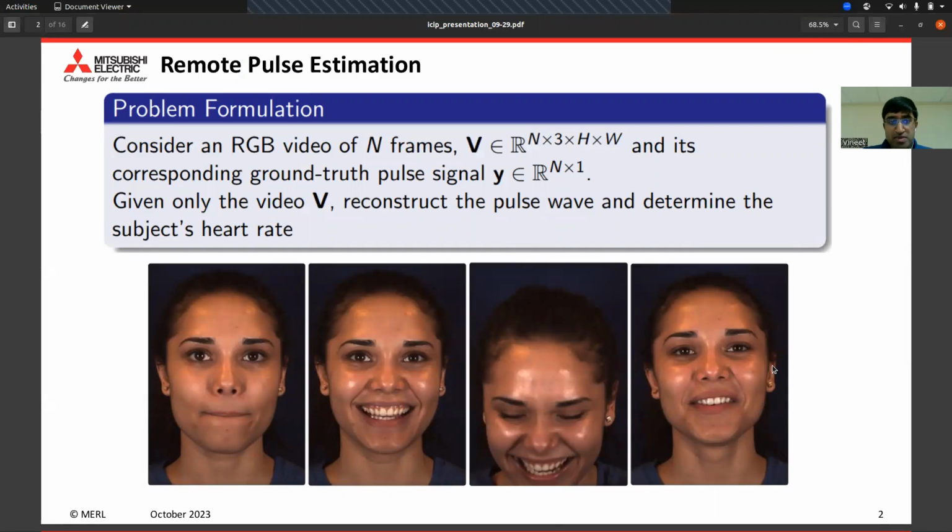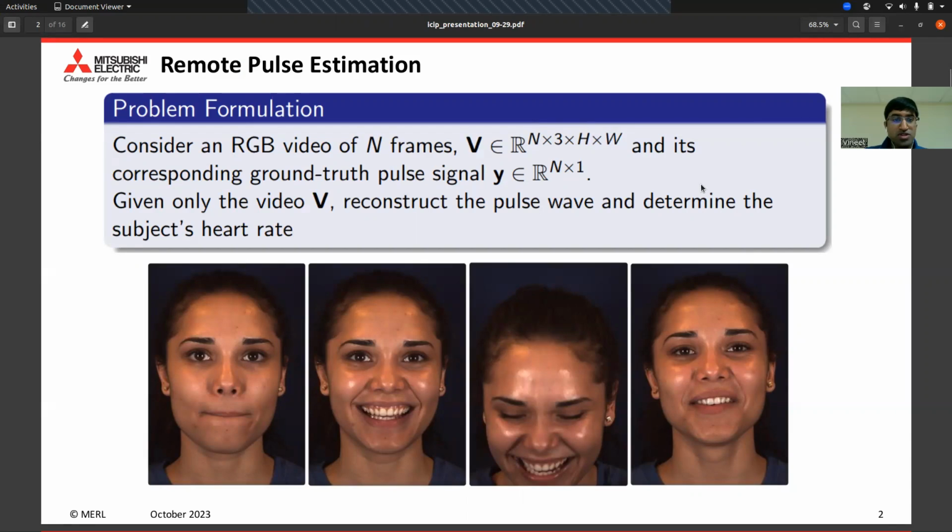We define the problem as such. Consider an RGB video v of n frames and its corresponding ground truth pulse signal y. Then, given only the video v, we hope to reconstruct the pulse wave y and determine the subject's heart rate.